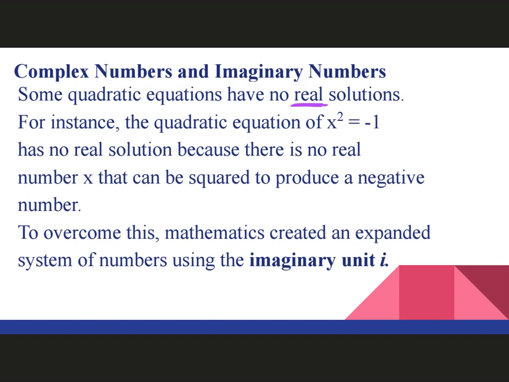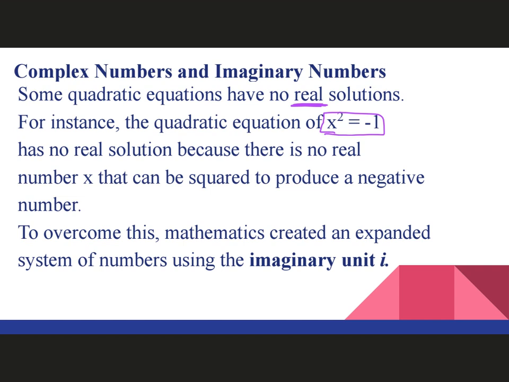So for example, if I give you the equation x squared equals negative 1, it doesn't have a real solution, because there's not a number in the world that if you square it, you'll get a negative number. Remember, when you square a number, the sign gets multiplied also, and a negative times a negative will always be a positive. So there is no real solution for that equation because x squared can't produce a negative.